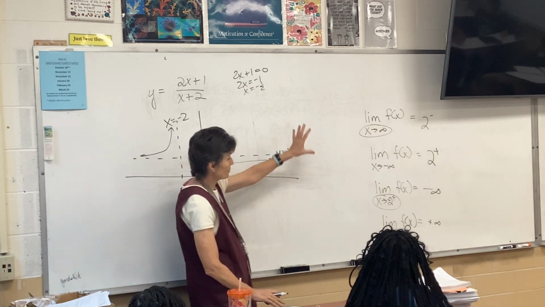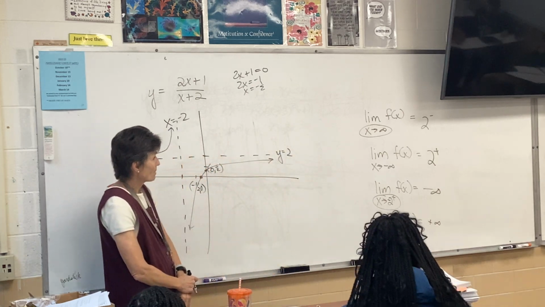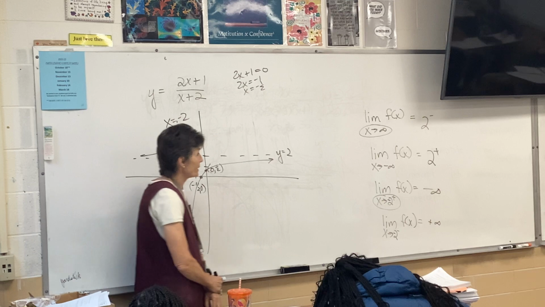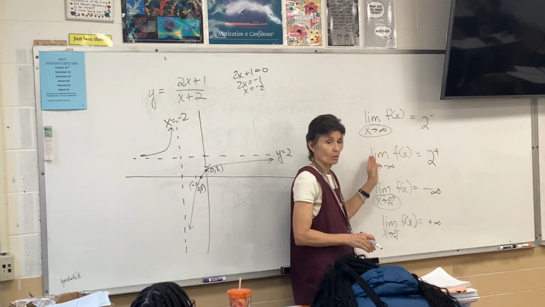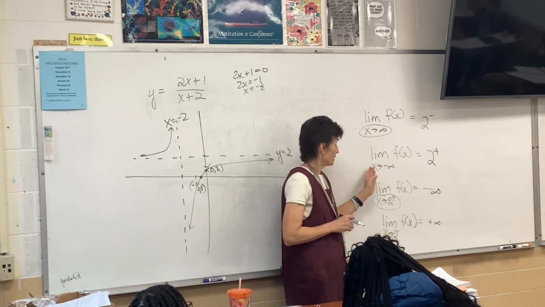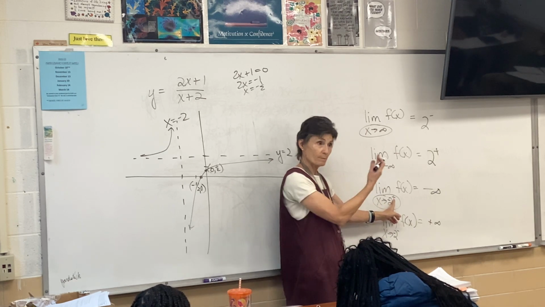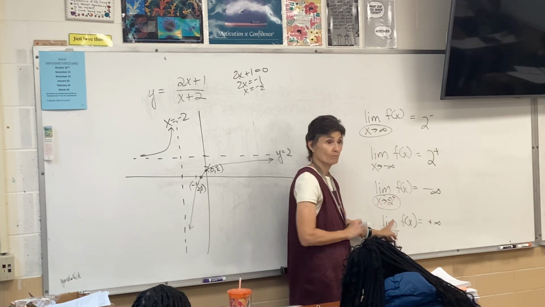Okay, that notational stuff's a little bit new. We hopefully are getting, this means go all the way right on the picture, go all the way left on the picture. This means come at your asymptote from the right side, come at your asymptote from the left side.